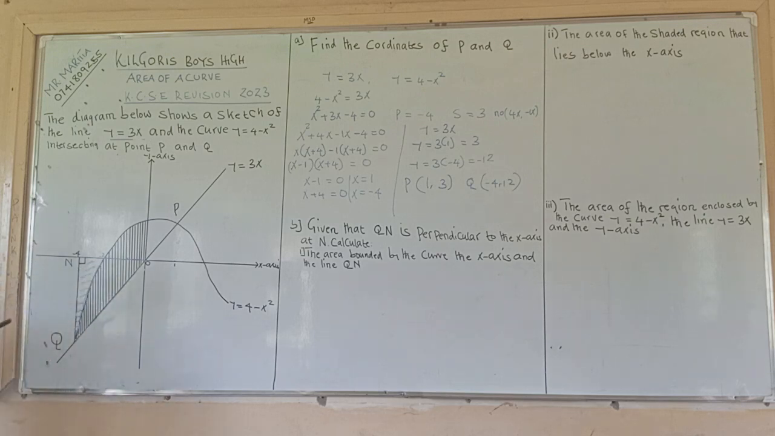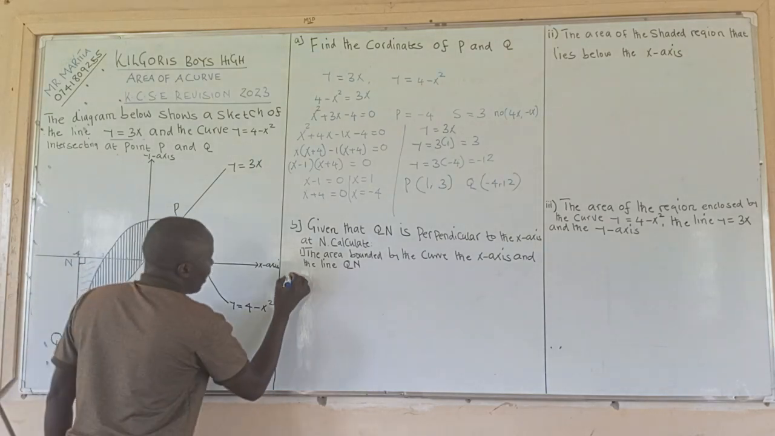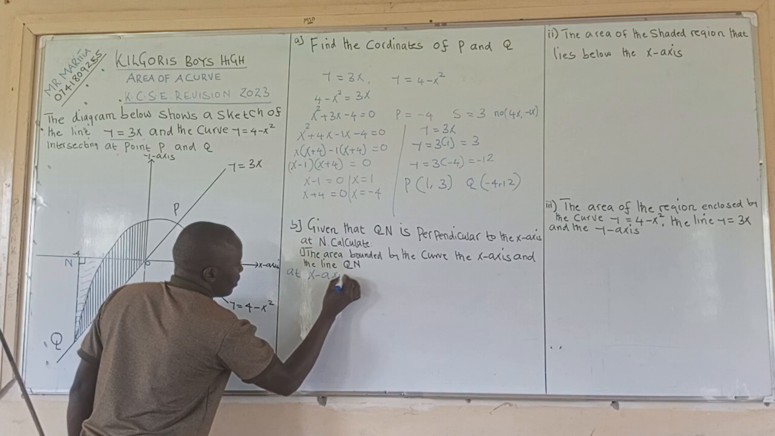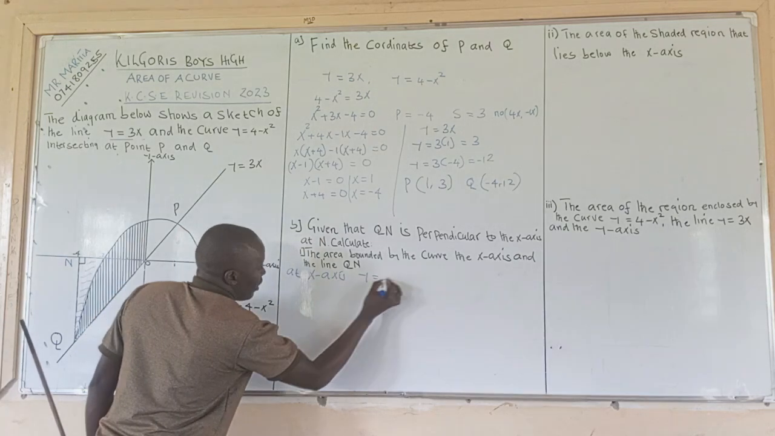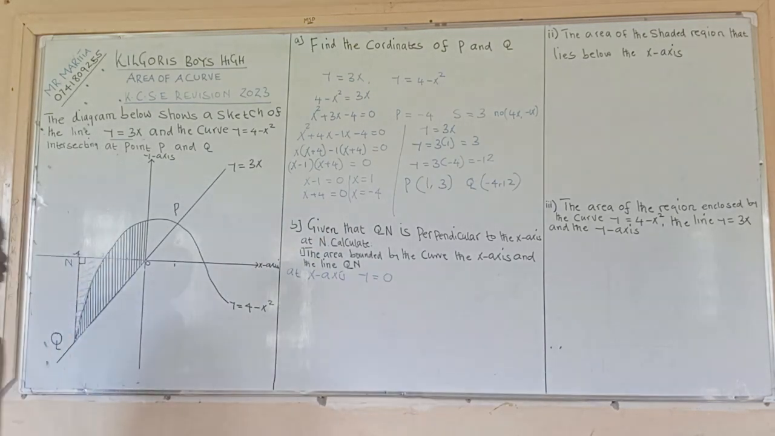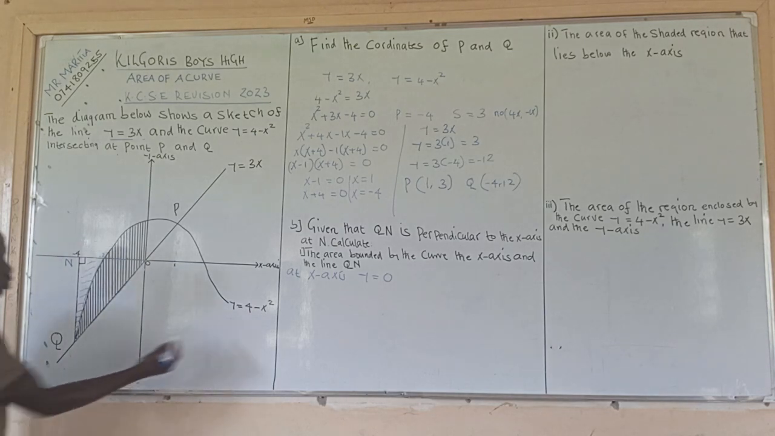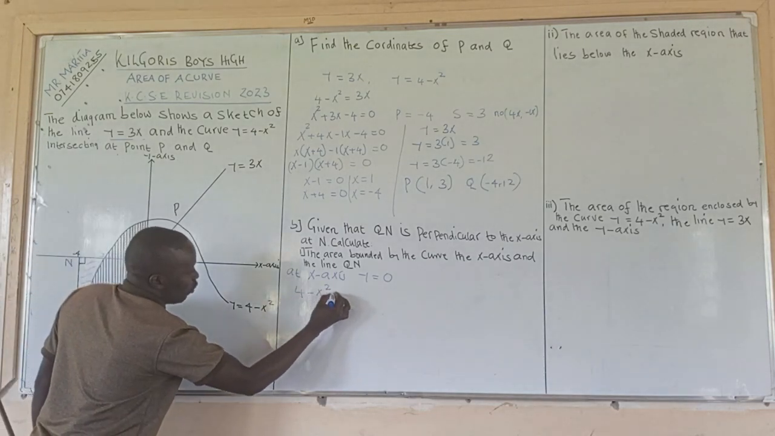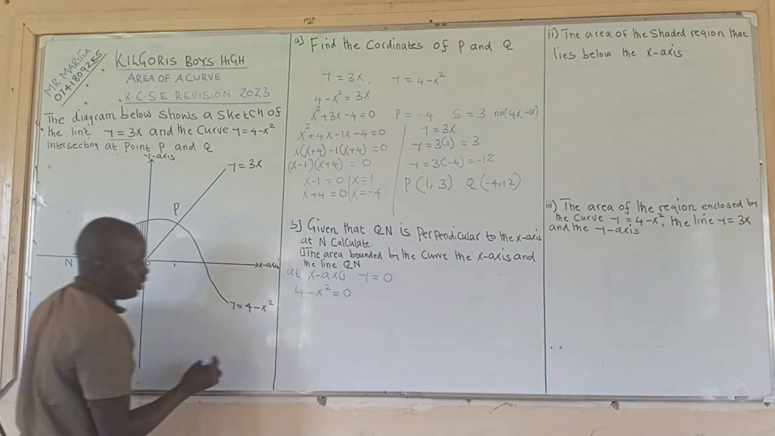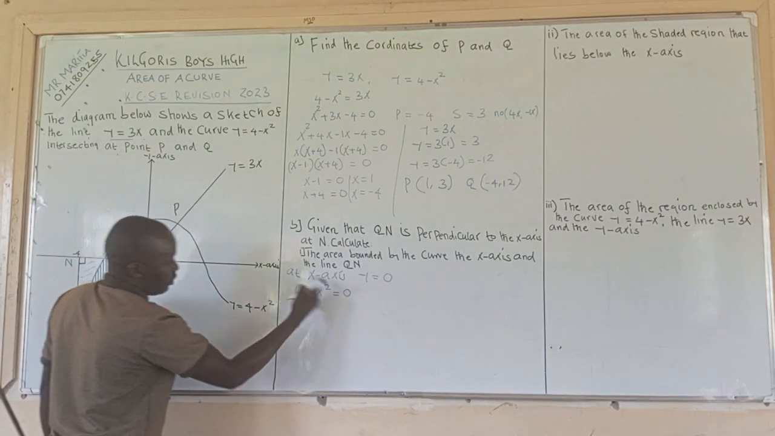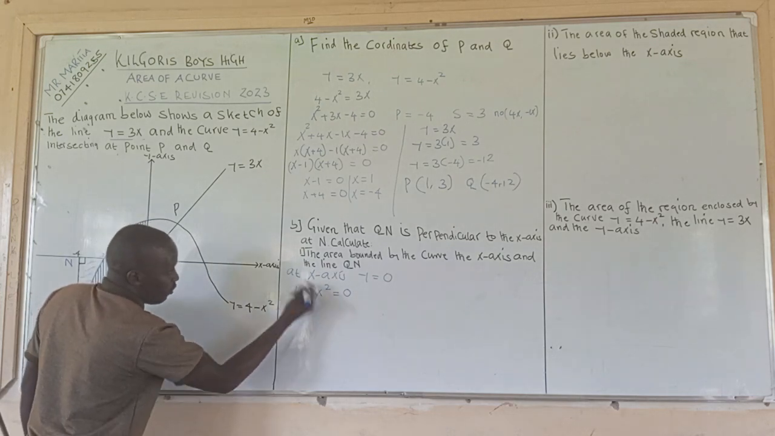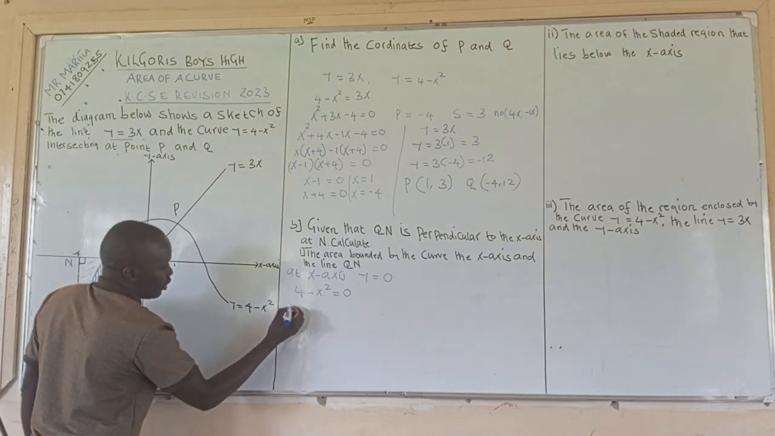We are talking of that area. And how do you find that area? We know that at the x-axis, y is equal to 0. So we write 4 minus x squared equal to 0. We simplify this one by factorizing 4 minus x squared.